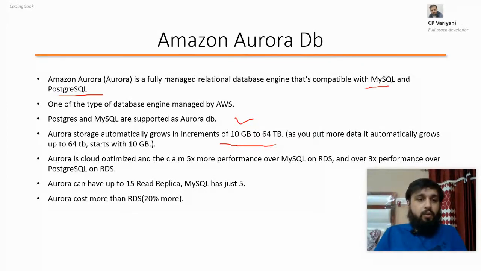Another benefit, Aurora is cloud optimized and claims 5x more performance over MySQL on RDS. If you have chosen an RDS database of simple MySQL, or if you choose Aurora DB, then it guarantees you 5x more performance. Similarly, over 3x performance over PostgreSQL on RDS. That's the second benefit. Aurora can have up to 15 read replicas.